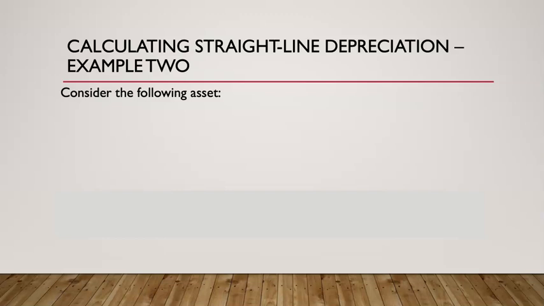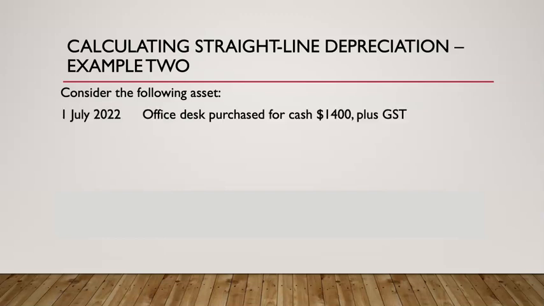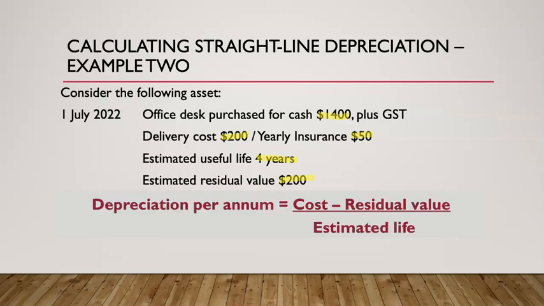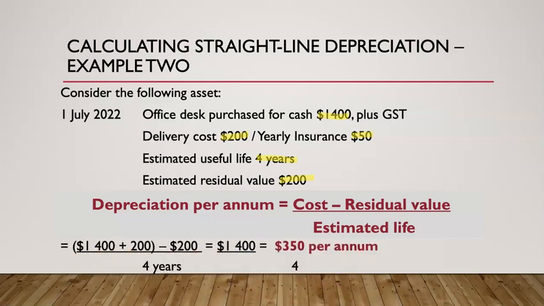We could also use another example, example 2, that might be a bit more complicated because we've got to work out the cost price. So in July, we purchased an office desk for $1,400. We had delivery cost of $200 and yearly insurance of $50. Its estimated life is 4 years and residual value of $200. Now we need to work out here that our cost price, the cost, is not $1,400, but $1,600, because the delivery cost is something that we must pay to get it into the condition to earn revenue.